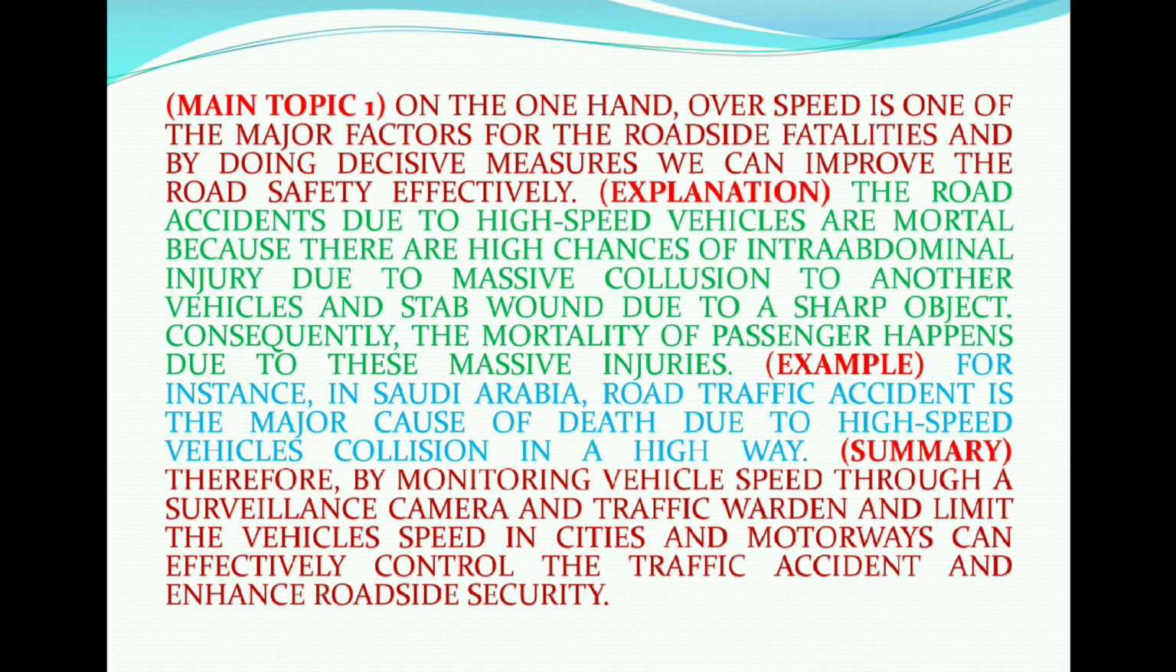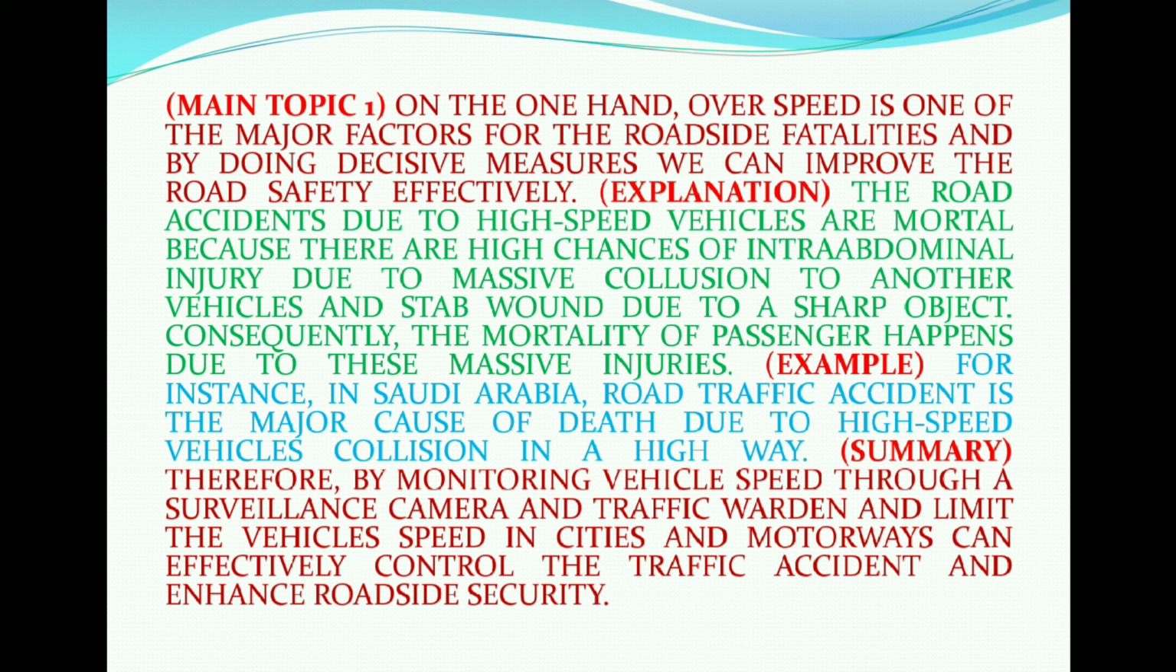So on the one hand, overspeed is one of the major factors for roadside fatalities, and by taking decisive measures we can improve road safety effectively, right? So I make a sentence that gives an idea that I am going to talk about high speed. Limiting the speed is a good way. I am going to talk on that. Okay, so now I am going to explain it.